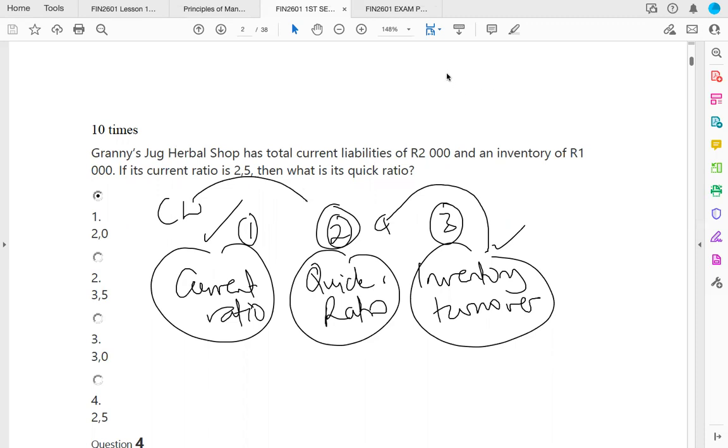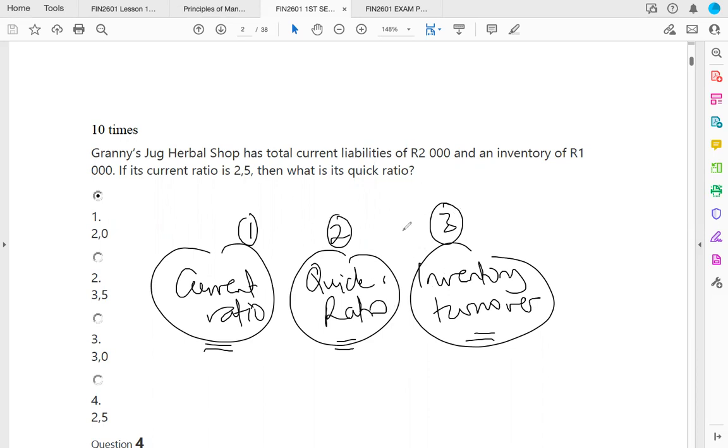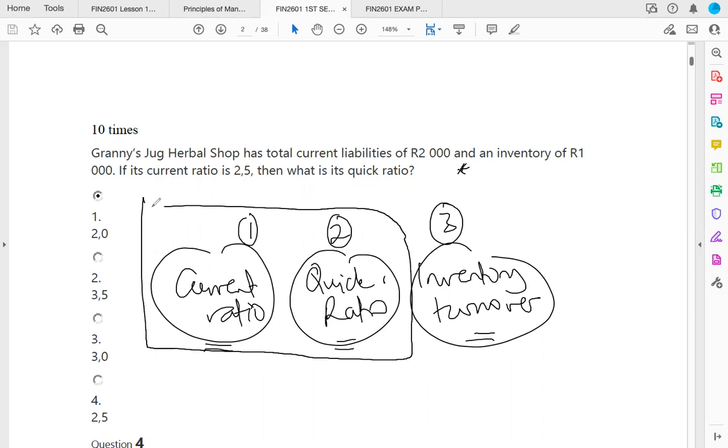So these 3 ratios, you'll see there are actually quite a number of questions in this exam prep, whereby you'll be given these 3 ratios, and then you'll be required to do some calculation whereby you have to calculate either the quick ratio, the inventory turnover, or the current ratio by using the information given. So this is already one of those types of questions, but in this question we want to find the quick ratio. We've been given the current ratio, and we've also been given inventory.